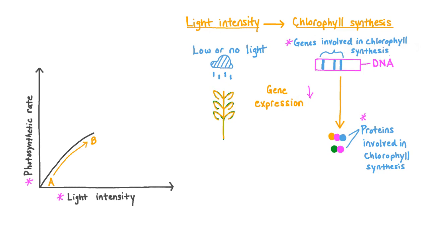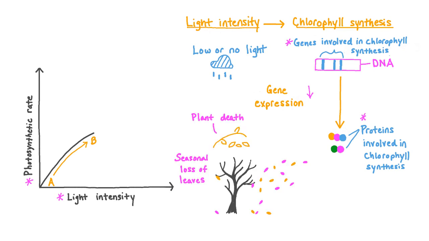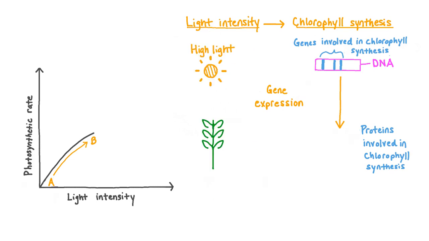If the plant remains in these low light conditions, it may become yellow. In some cases, the plant may die, but this process also occurs naturally, such as when trees lose their leaves in the fall. This scenario of low light and low photosynthetic rate is represented by point A on the graph. Under conditions of high light, the genes involved in chlorophyll synthesis will be upregulated. The plant will produce plenty of the proteins needed to make chlorophyll, and the rate of photosynthesis will be high.